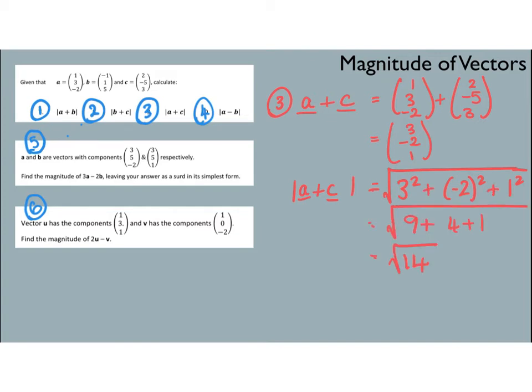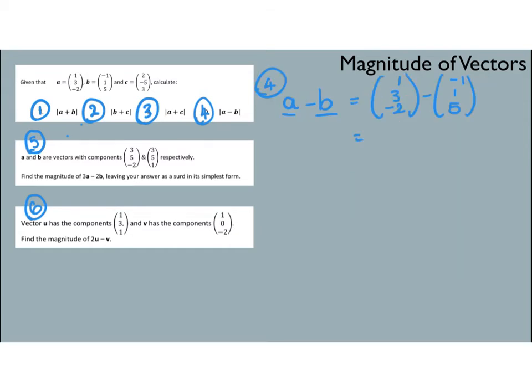Okay, that one finishes off at square root of 14, and I can't simplify that one down. Pause now if you need to, because I'm about to rub it out. Okay, so I'm setting this up to do a take away b first. I have to work that out before I do the magnitude again.